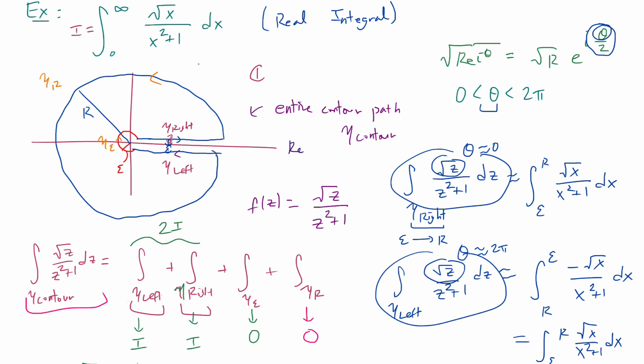So once we figure out what this thing is, you're integrating along this full contour. And the key thing is you have a pole, right? You're dividing by z squared plus 1. So to factor this, you have the square root of z over z plus i times z minus i. So you have a pole.